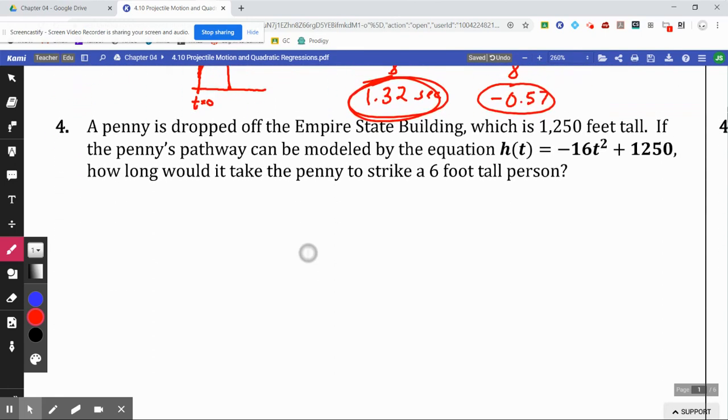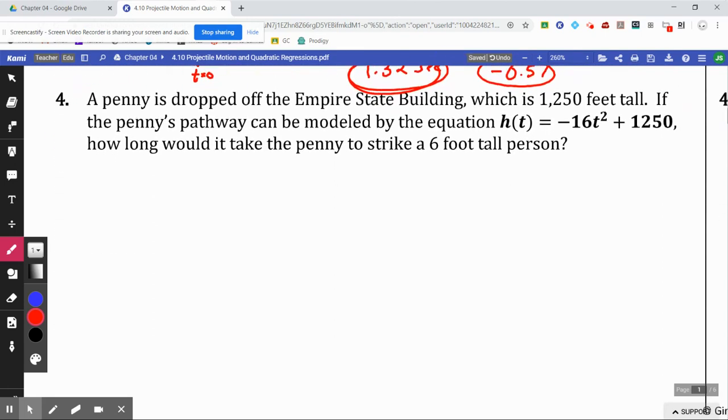Number 4, a penny is dropped off the Empire State Building, which is 1,250 feet tall. The penny's path can be modeled by this equation. Height is equal to that. How long would it take the penny to strike a 6-foot tall person? So it's not hitting the ground. We're wanting to know when is the penny 6 feet off the ground. So negative 16t squared, which again comes from your gravity constant, plus 1250. When is that going to equal 6 feet?